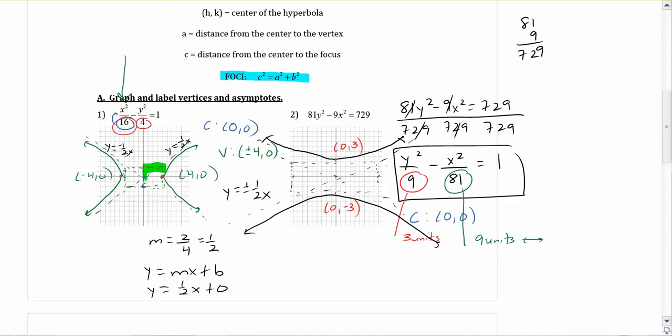I graphed it. I need to find my asymptotes. Well, my asymptotes are the lines, these lines here. So I need to find the slope. It's going to be up 1, 2, 3. So I went up 3, and then I went over 9. So if I go up 3 and over 9, that's really going to be 1/3. Since my y-intercept is still 0, 0, my equation is going to be plus or minus 1/3 x.